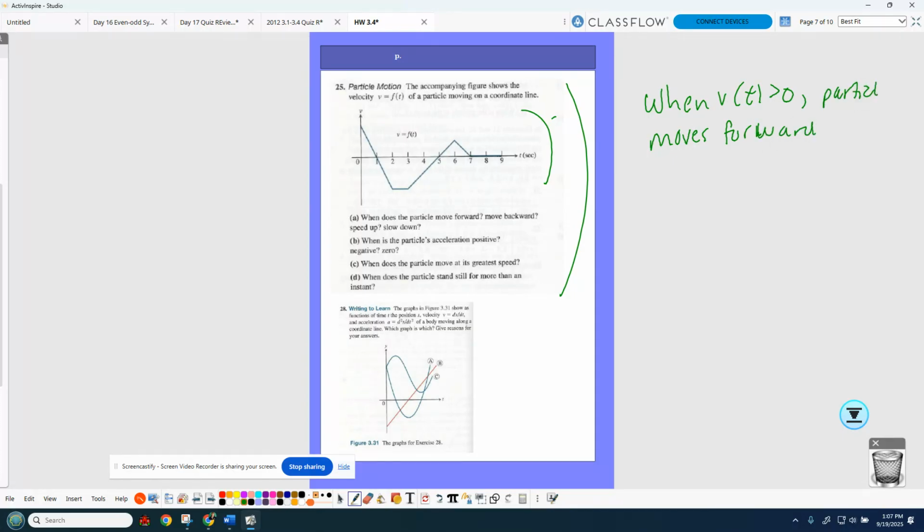And so when is that? I can't really read it. Yeah. It's from 0 to 1, and then is it 5 to 7? And then it's 0 for a bit. Yep. Okay, yep.